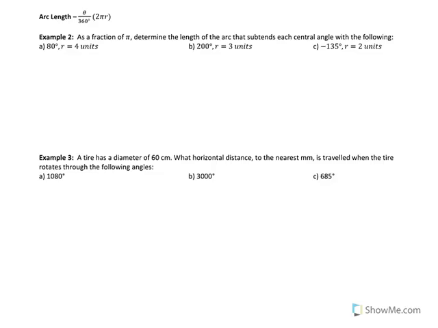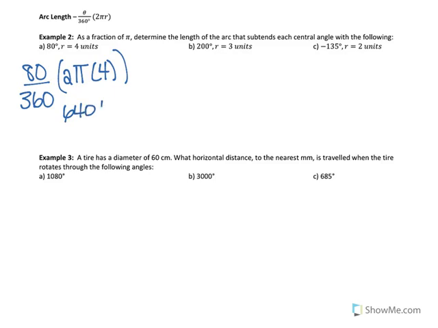Okay, so that is our formula. We take whatever our angle is, divide it by 360, and times it by the circumference, 2 times pi times r. For this one, we have 80 divided by 360 times 2 times pi times 4. And then we would just simplify. 2 times 4 times 80 is 640 pi over 360. You could keep it like that, but it would be 16 pi over 9. If you have an ABC button on your calculator, it'll simplify that for you.